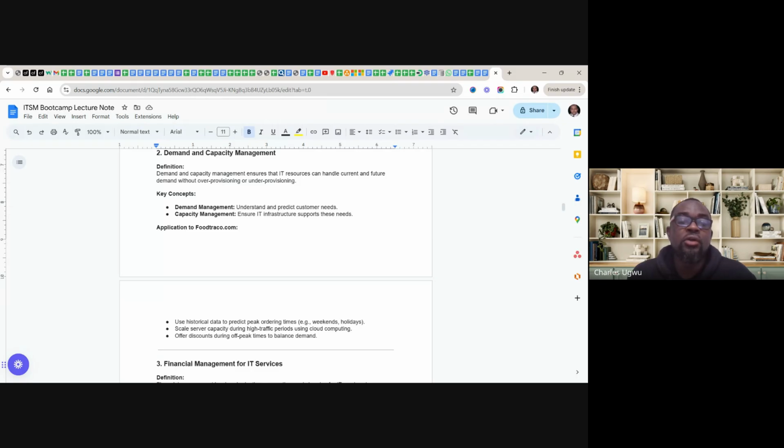In Food Tracker, use historical data to predict peak ordering time, for example weekends and holidays. Scale server capacity during the high traffic period using cloud computing.